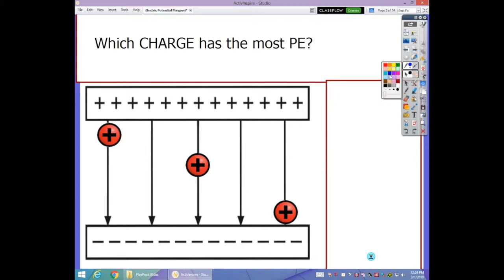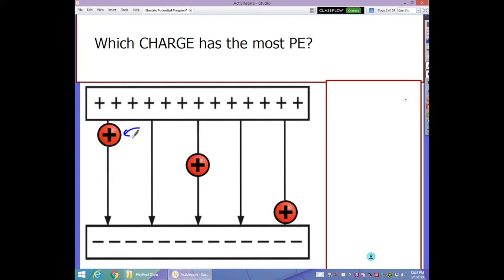If you said this leftmost charge, you are correct. This one has the most potential energy because think about where a positive charge wants to be. It wants to be far away from positive and close to negative. So if I let this one go, it's going to slam down here and gain a whole bunch of kinetic energy, gain a lot of velocity along the way.